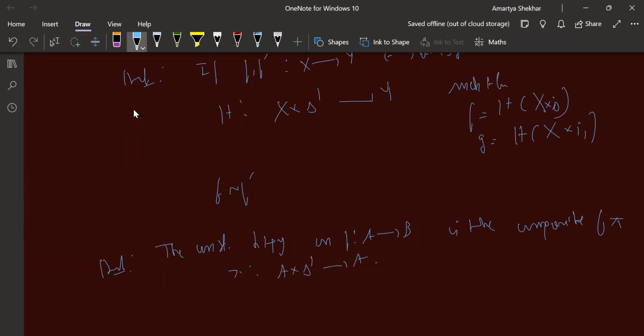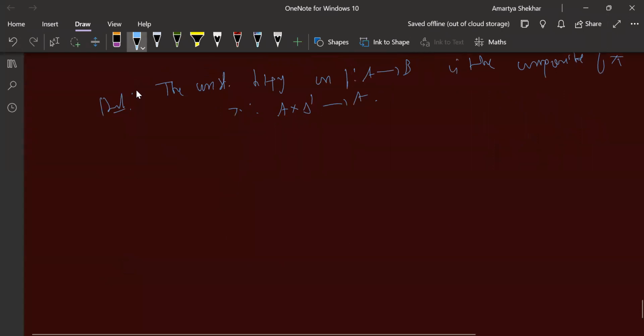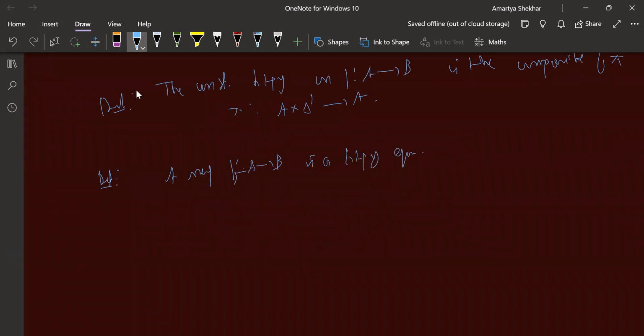So some basic things so far. And now let me briefly give the definition of homotopy equivalence. A map f from A to B is a homotopy equivalence if there exists a map g such that g∘f is homotopic to the identity of A, and f∘g is homotopic to the identity.